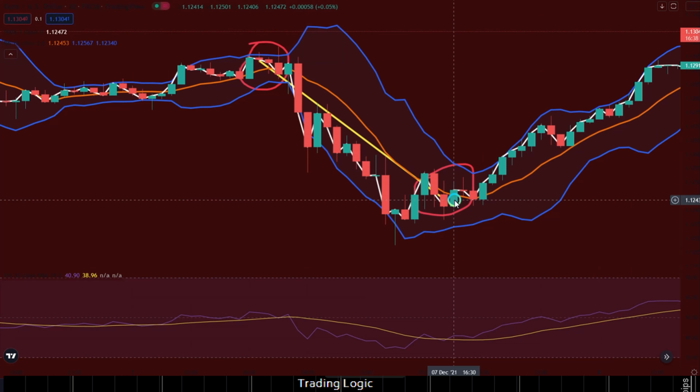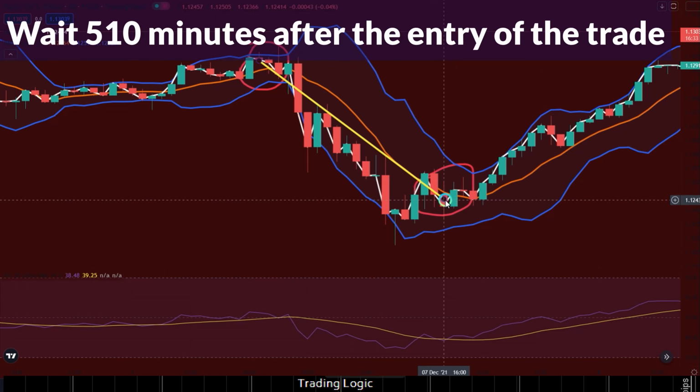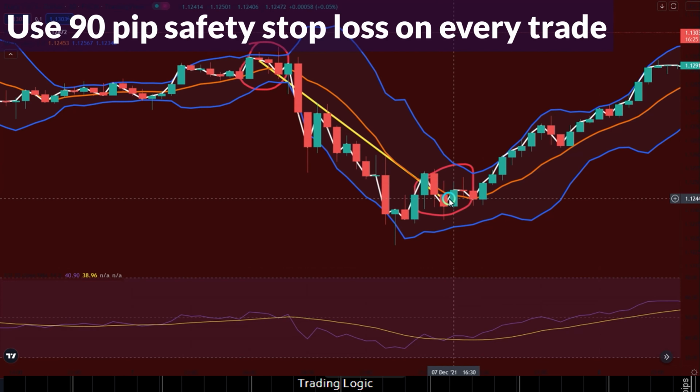So our first rule for the sell exit is that you should wait 510 minutes after the entry. It is the same as with the buy exit. Then we have a 90 pips stop loss as our safety net.